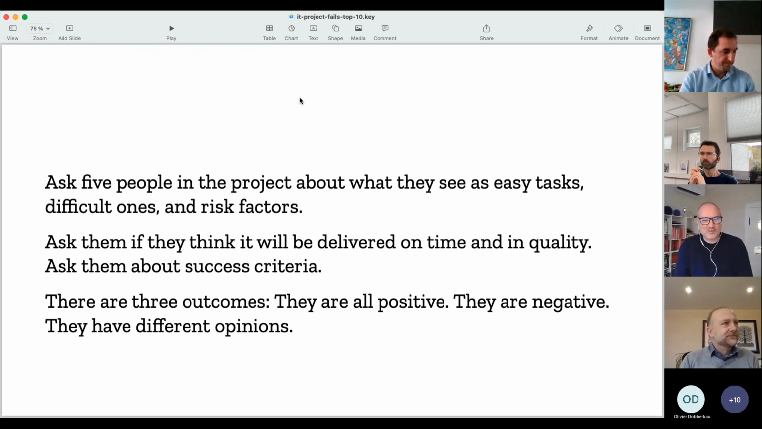And you have 3 different outcomes here. You can either have that all 5 people that you talk to are positive. In that case, you are likely to have a good project. You can also have that they're all 5 negative. Okay, so then it's kind of bad, and you have to deal with it. But you can also be in the situation that you actually get 5 different opinions. That's the worst outcome, because it means that everything is panic under the surface. If everyone disagrees about the state of the project, you're in serious trouble.